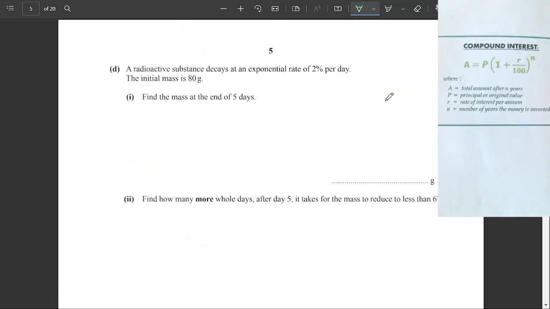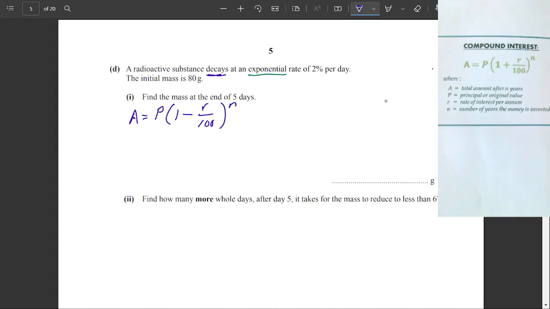Question 2D, we're talking about an exponential rate, which reminds me of compound interest, which is also exponential. The difference here is we got decay, meaning we're going to use the same formula where the amount we want is the principal, the original amount, times 1, and because it's decay, going less, we're going to put minus instead of plus the rate over 100, and then to the power of n, which is the time.